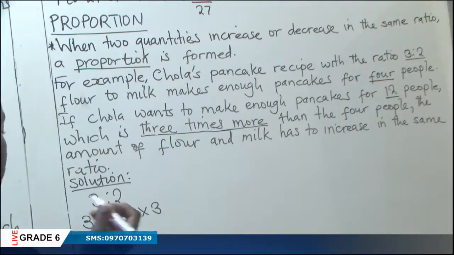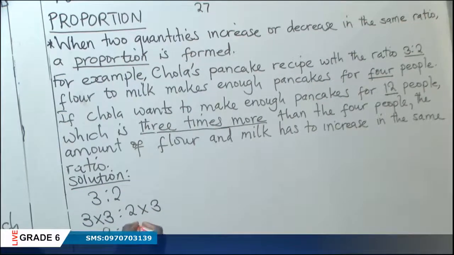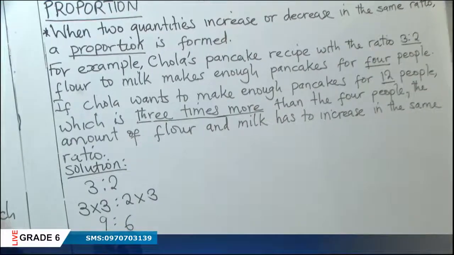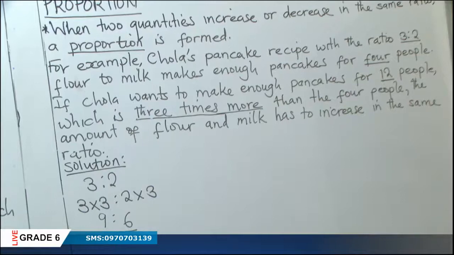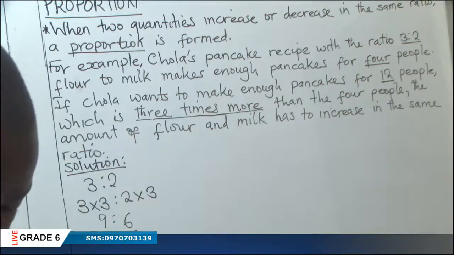So 3 times 3, the answer is 9. And 2 times 3, the answer is 6. So boys and girls, it means that Chola needs to have flour and milk in the ratio 9 to 6 for her to make enough pancakes for 12 people. I hope you are following, boys and girls.